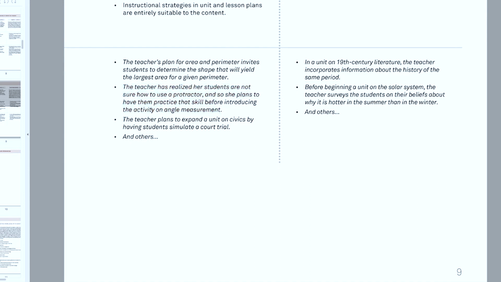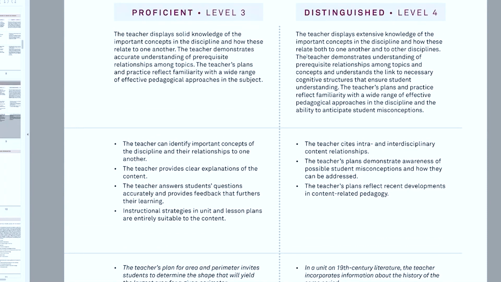And then you have here, the teacher plans to expand a unit on civics by having students simulate a court trial. So these are all really good pedagogical practices, planning practices. This is a rock star teacher right here. Just to be in the proficient column is pretty rock star. Now let's take a look at distinguished. Now distinguished is off the charts here.